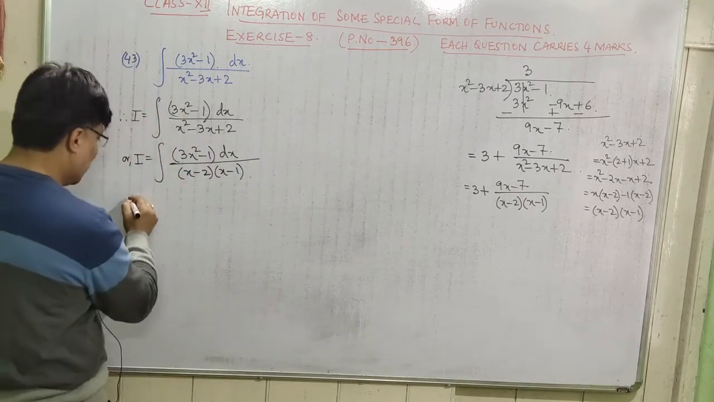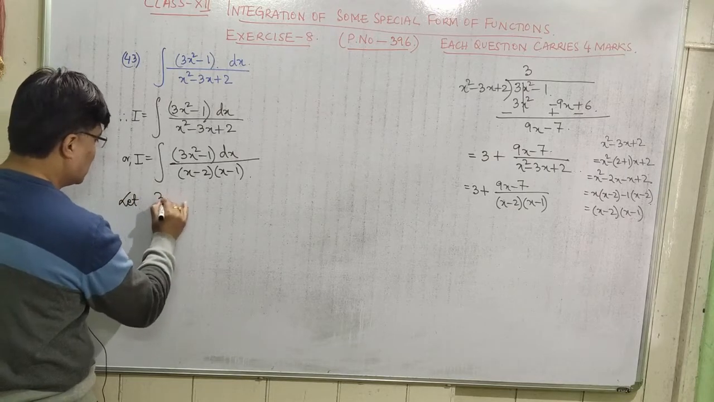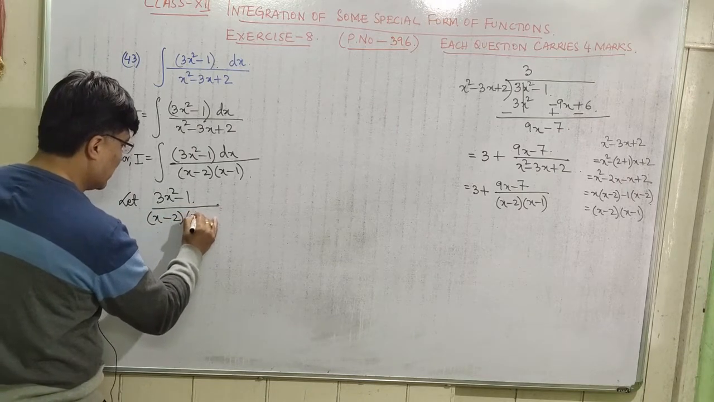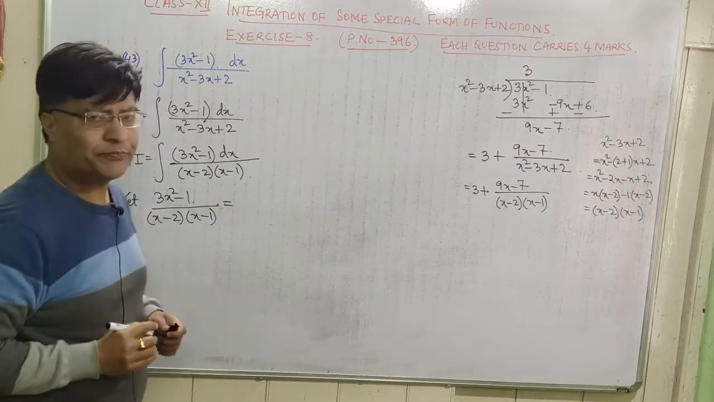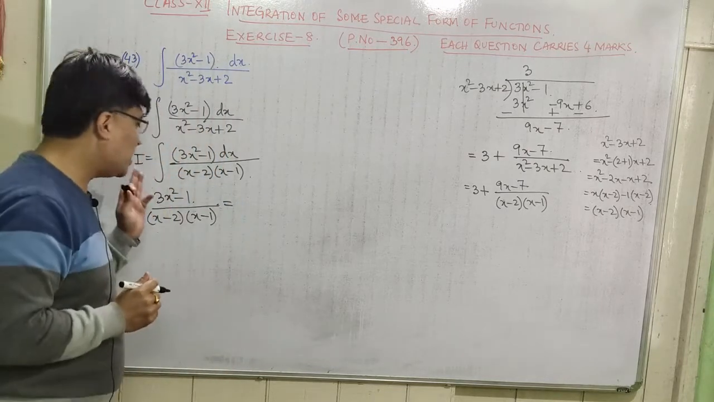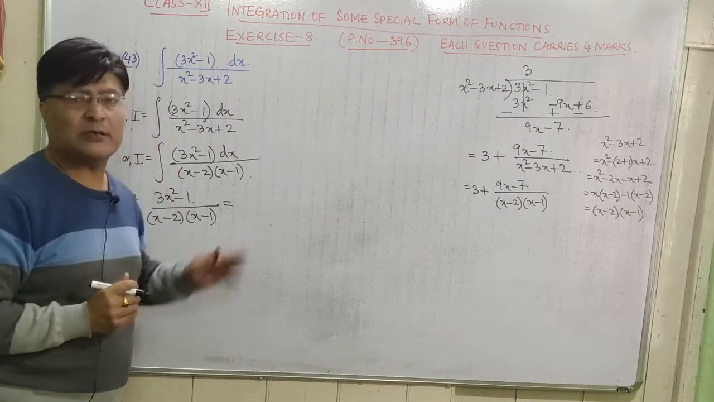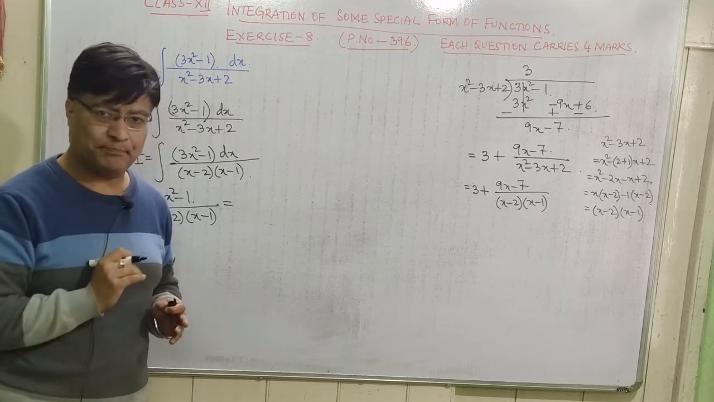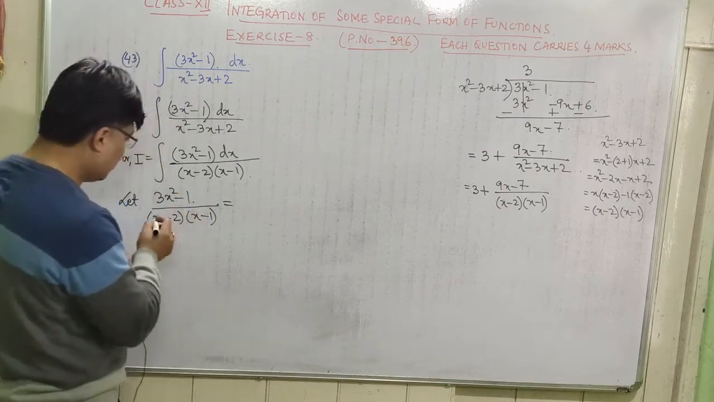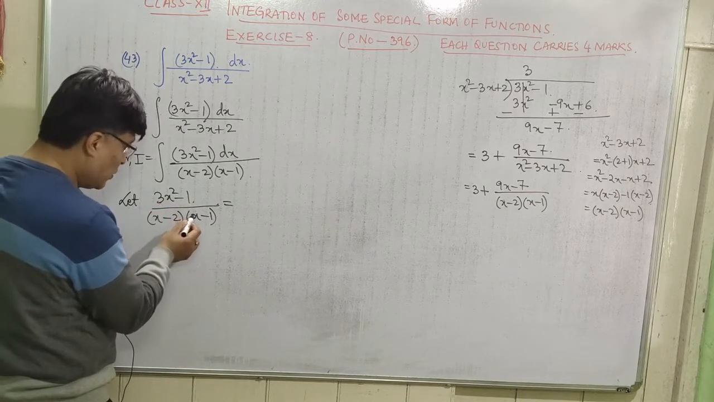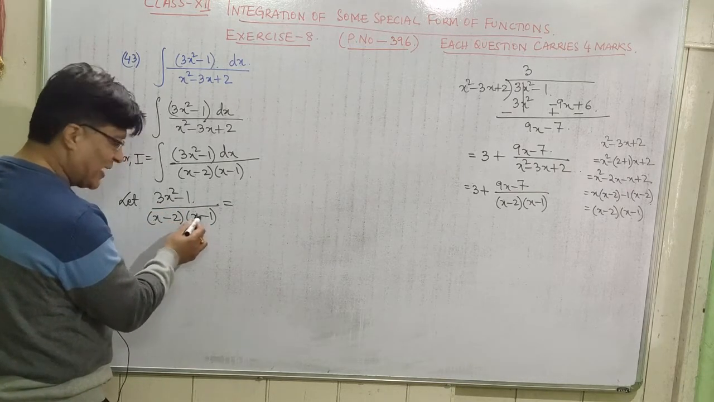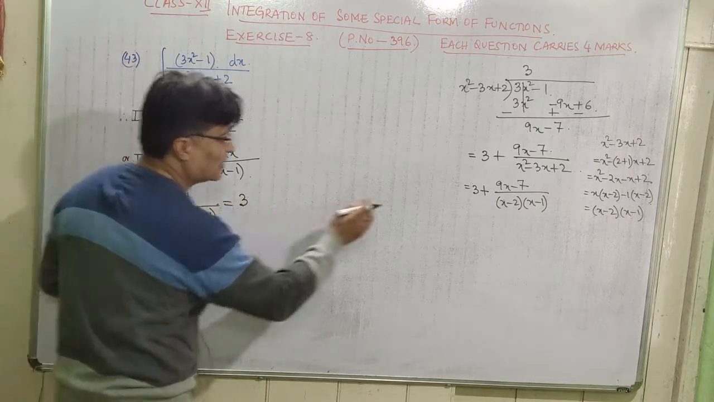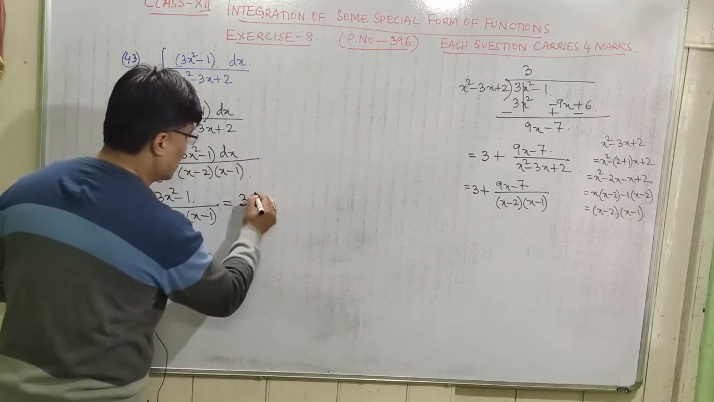Is that clear? So let us assume now, let (3x square minus 1) divided by (x minus 2) into (x minus 1). So now directly, how can we convert this fraction in terms of partial fractions if the highest power of x in the numerator and the denominator are the same? Okay, so in this case what do we write? What is the coefficient of x square here? 3. What is the coefficient of x square in the denominator? If you multiply these two factors, the coefficient of x square will be 1. So 3 divided by 1 is 3. So you should write 3. That is, we are getting the quotient as 3 here. So this is 3 plus.